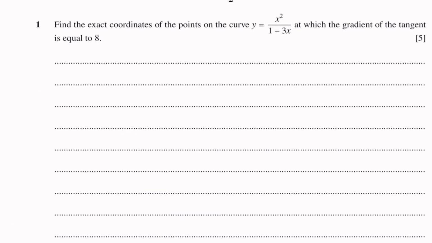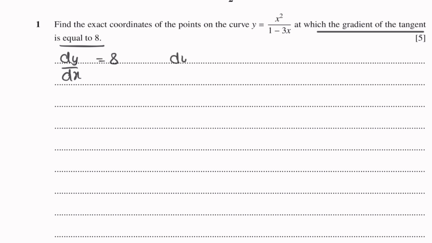Question 1 says, find the exact coordinates of the points on the curve, and it's given to you that this is the curve, at which the gradient of the tangent is equal to 8. So that means dy/dx equals 8. To find the derivative of this function, you have to understand this is a function divided by another, so we're going to have to use the quotient rule here.